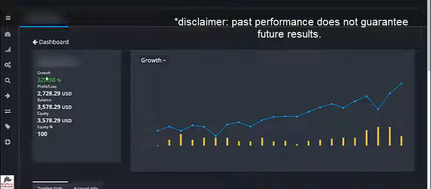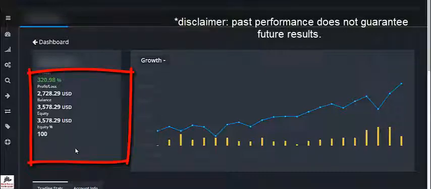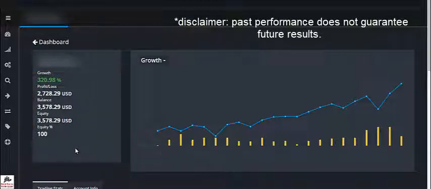I want you to draw your attention over here to the growth that this particular subscriber has experienced. We're going to keep their identity to themselves. That's their privacy. I want you to see how this particular account has grown 320% while using my Trade Copier service. You can see the balance, you can see the profit and loss.